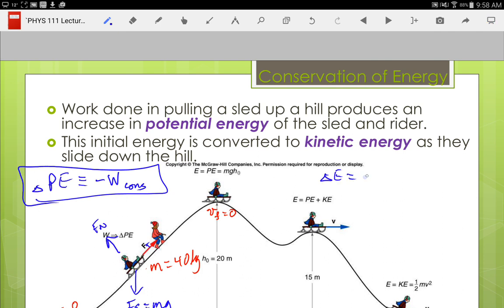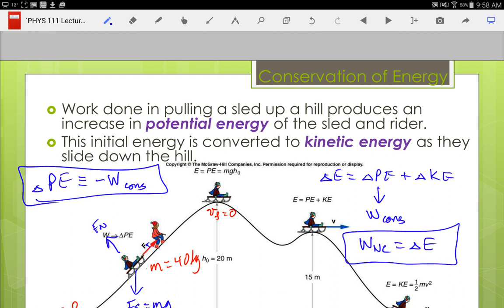The change in energy is equal to the change in potential energy plus the change in kinetic energy. And so this was the work conservative here, the change in potential energy. The work done by the girl was non-conservative, and that's what I meant to write. The work non-conservative, that's the work done by friction or work done by a motor, or in this case a sister pulling, is equal to the change in energy. That's what I meant to write. And so she changed the energy by doing a positive work, adding energy to the system.